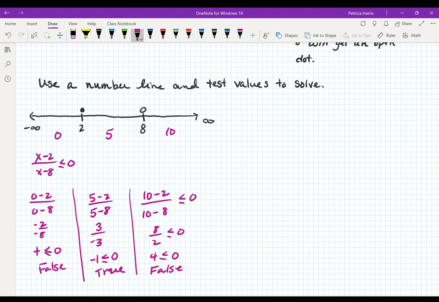Okay, so we want to shade truth. So our solution set is between 2 and 8. So our answer is just like that. Okay?